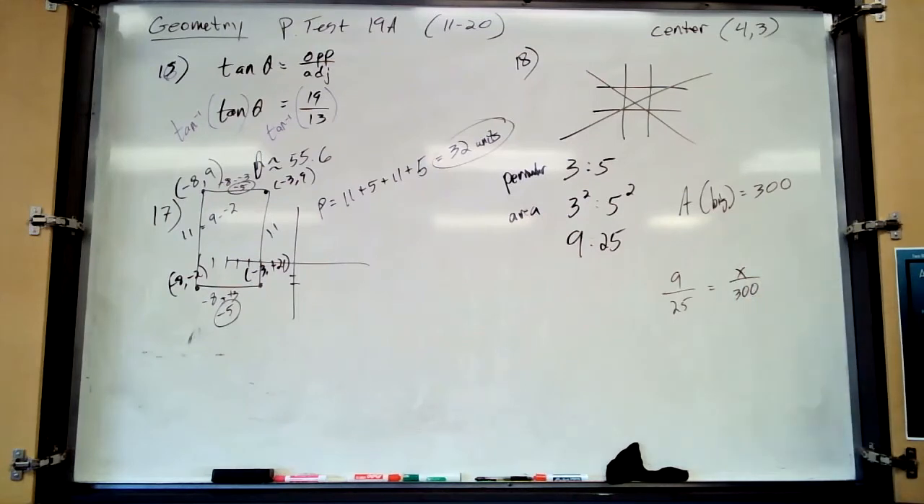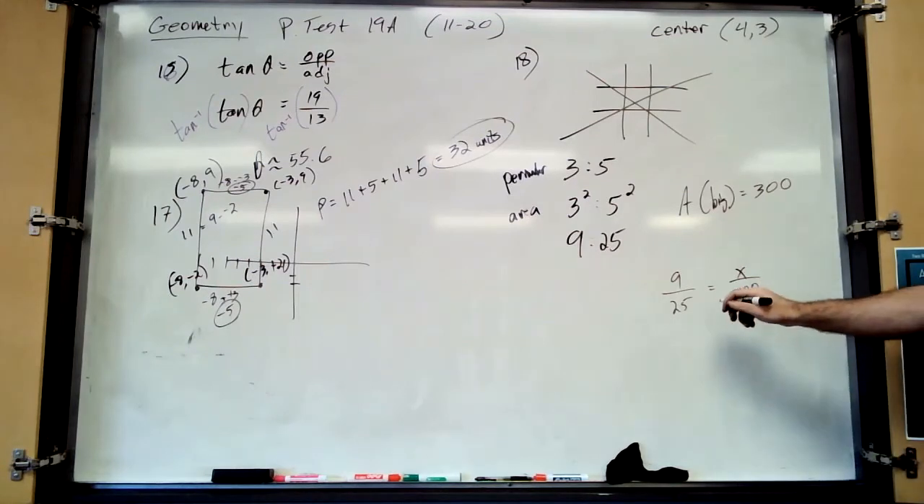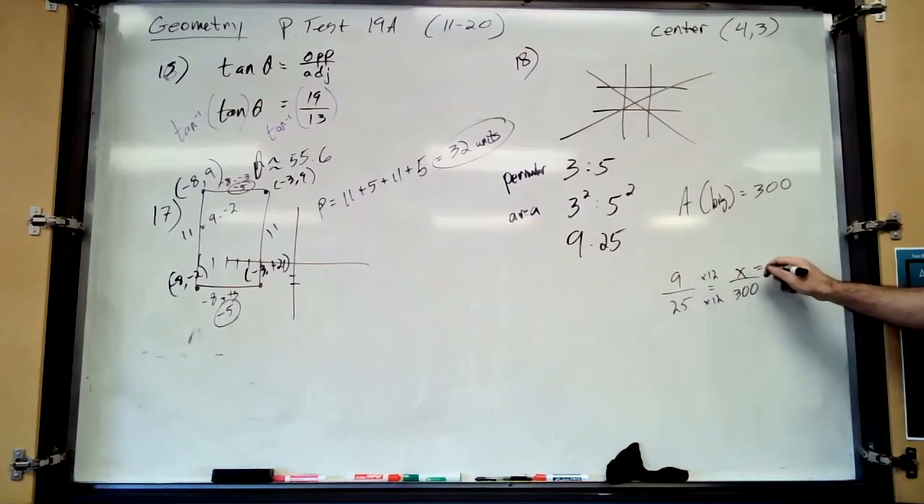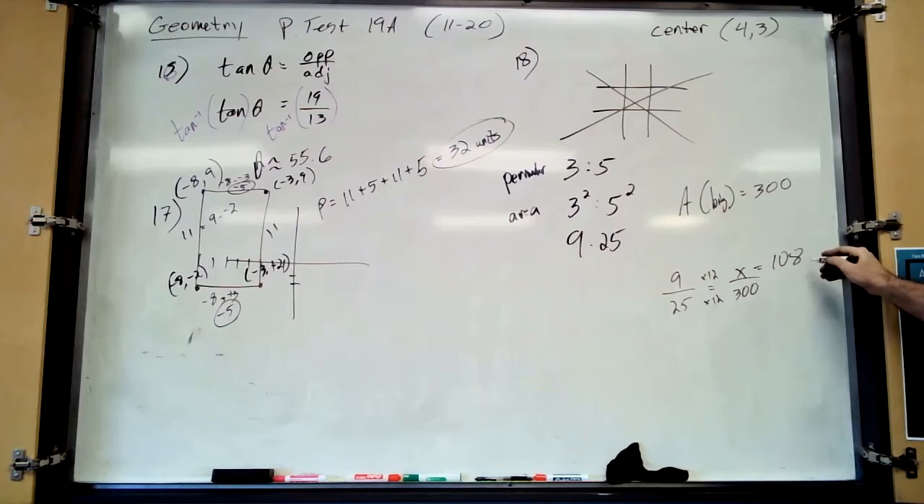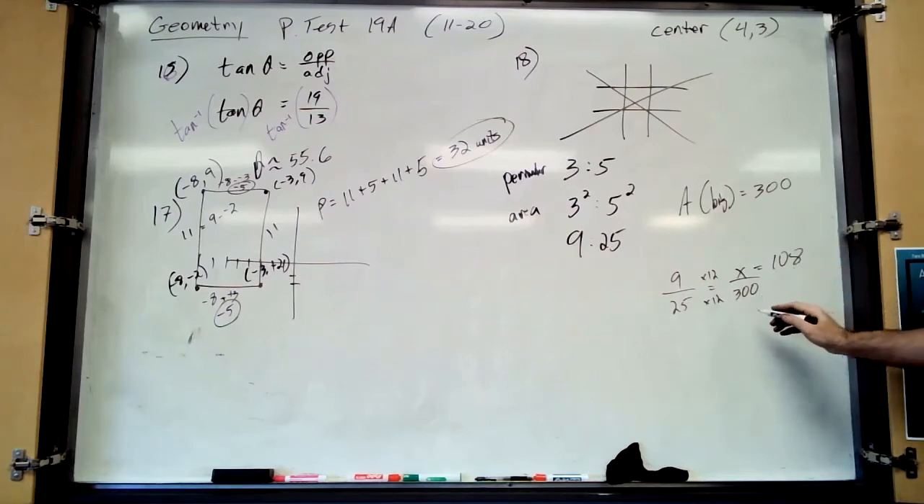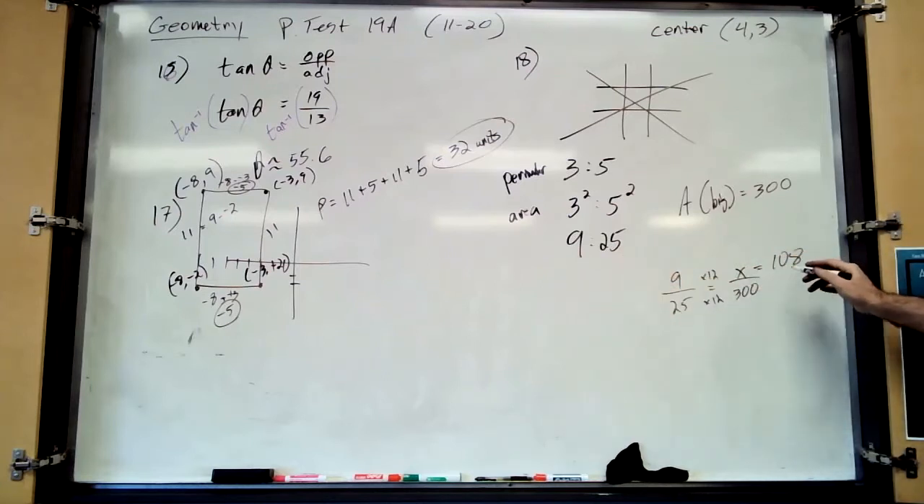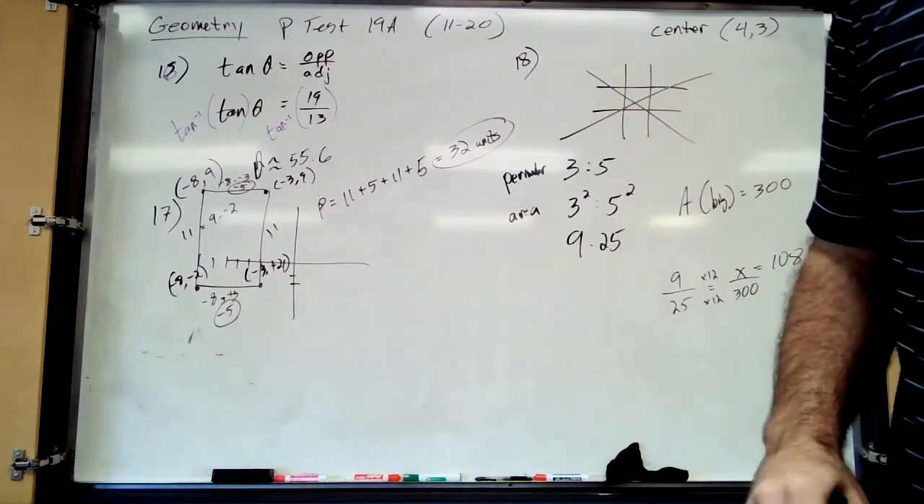How many quarters are in $3? There are 4 to 12. So the area of the smaller triangle is 108. Or if you do it the long way, 2,700 divided by 25 is 108. Okay? Does that feel okay, guys? Yeah.